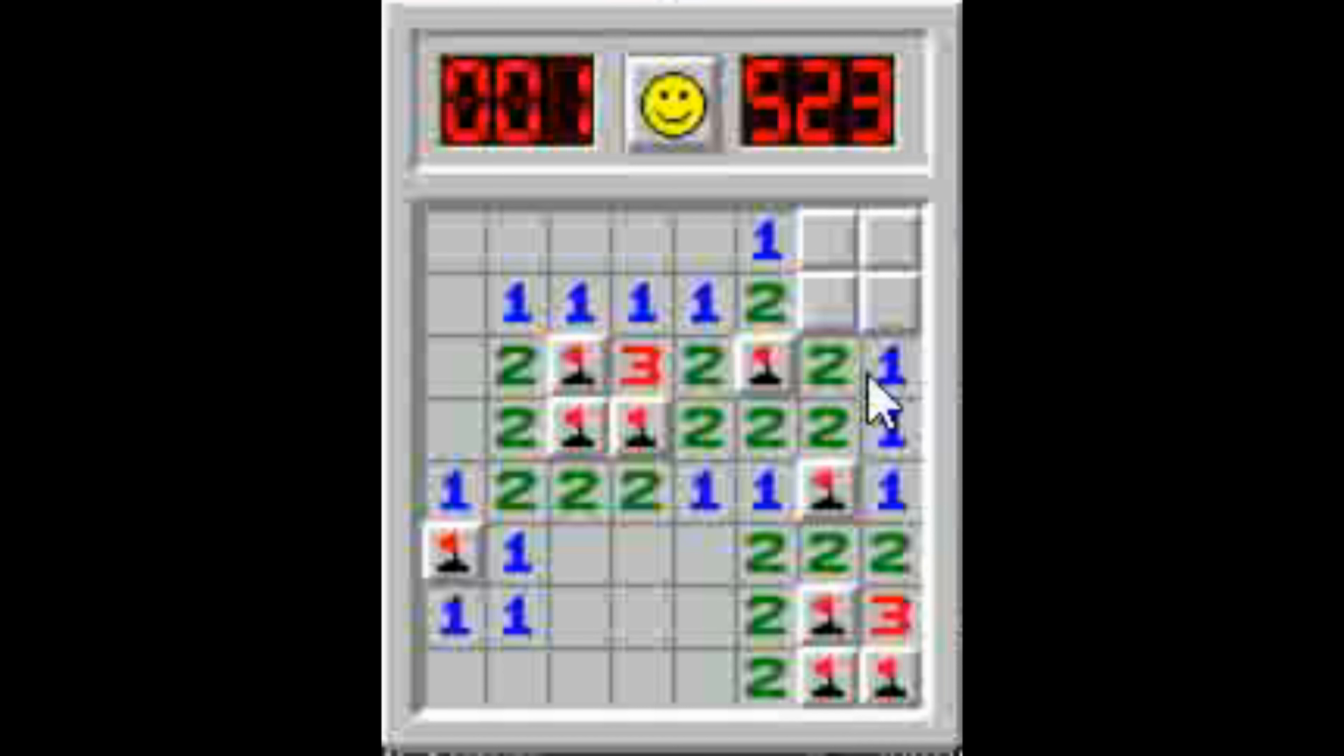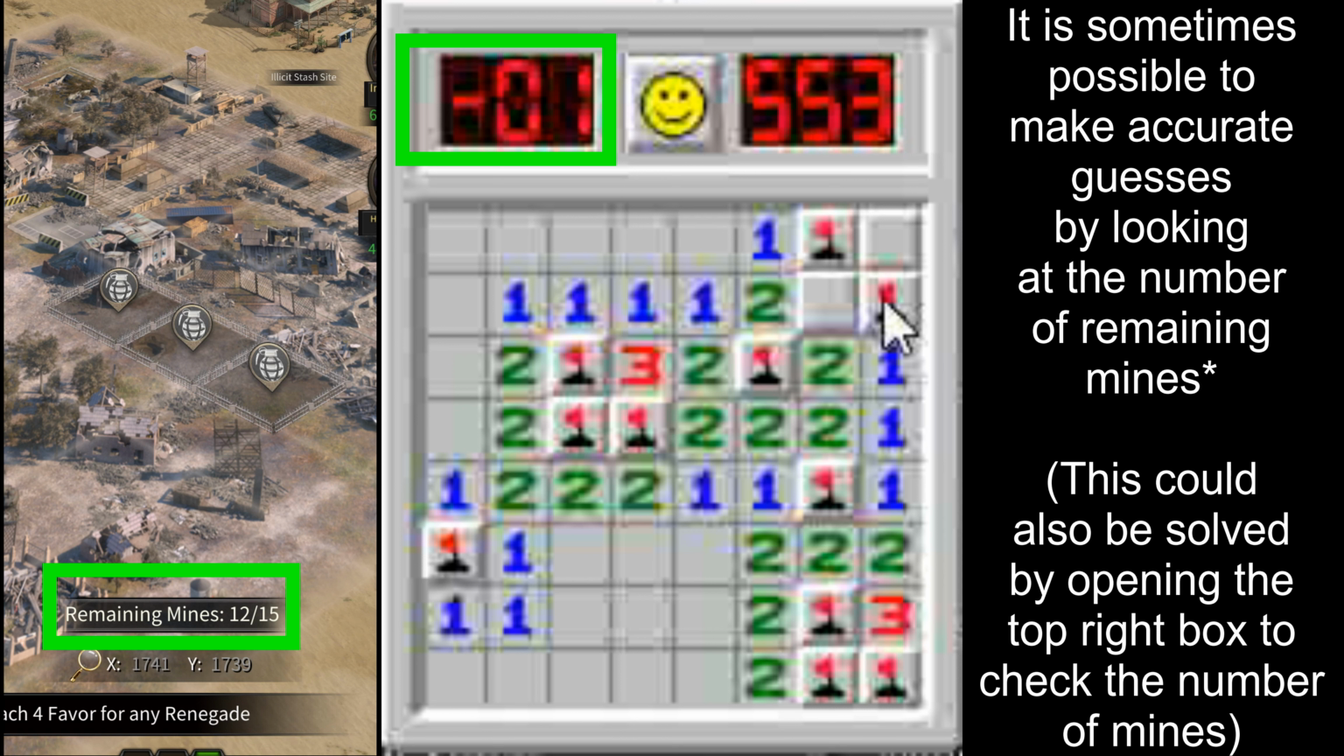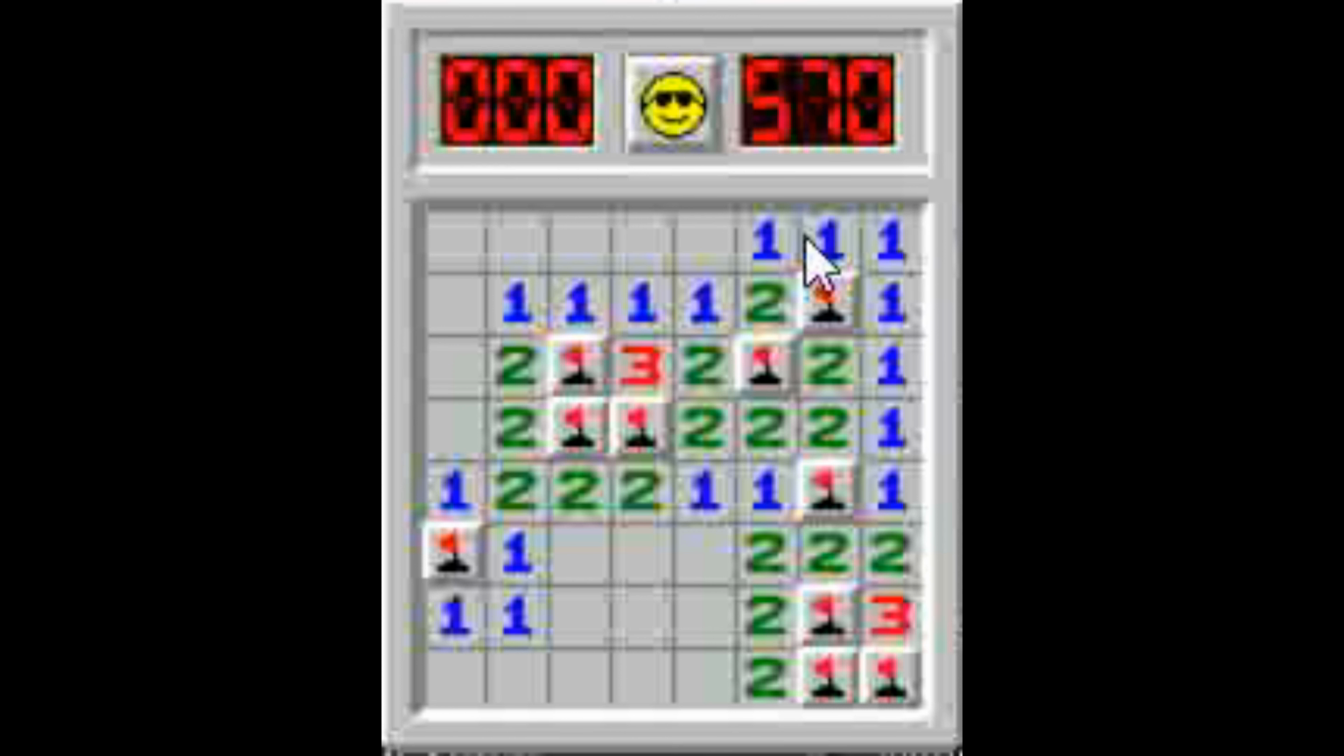Now sometimes you could end up in these kind of situations where the only option is to make a guess. Now in this case there are 2 possibilities. There could either be a mine here, which would satisfy the 2s and the 1s, or there could be a mine here and a mine here, which would again satisfy both the 2s and the 1s. There's no way to tell which one exactly is the mine. So in this case, the only way to do it is to make a guess. And I'm going to guess that this is a mine. And I'm going to explore these boxes and see if that's correct. And that was correct. And this is how you win the game.